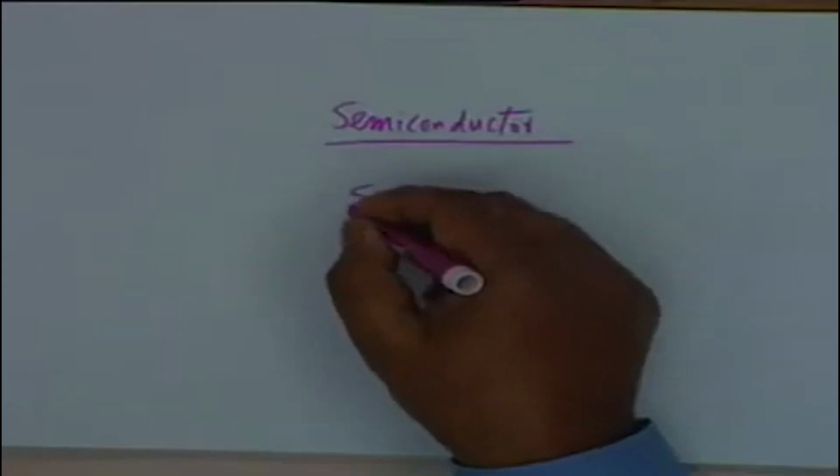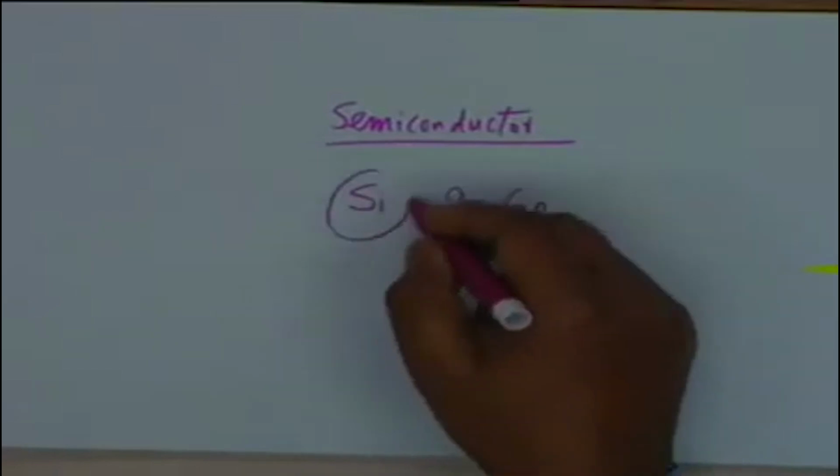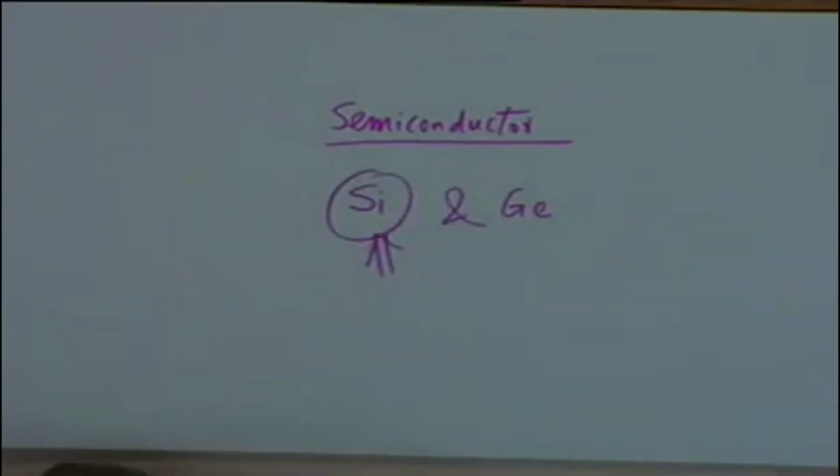The semiconductor materials that we shall be mainly concerned with are silicon and germanium, and more of silicon than of germanium. So let us look at the silicon atomic structure. Silicon and germanium both are fourth column elements of the periodic table. The number of the column denotes the number of electrons in the outermost shell.